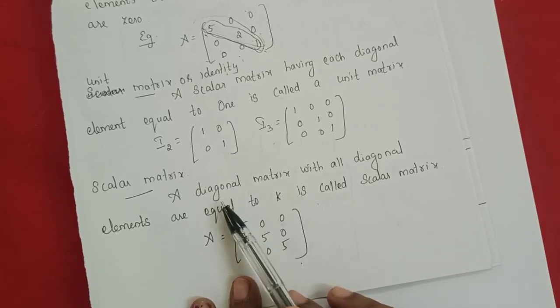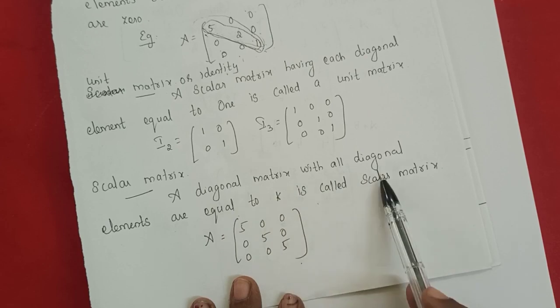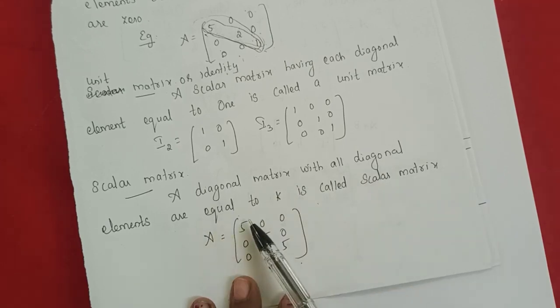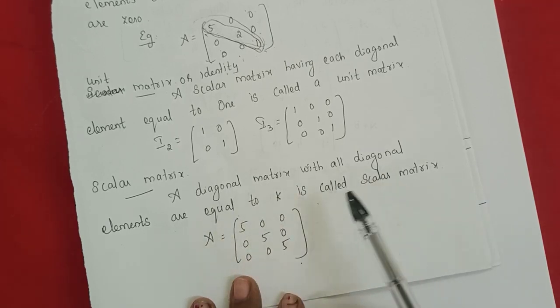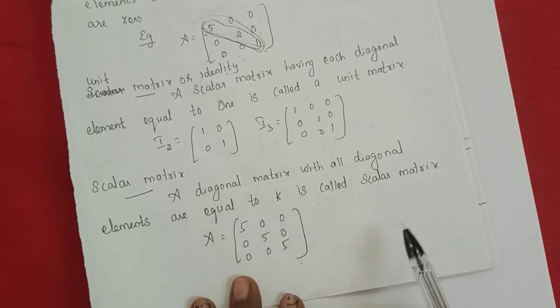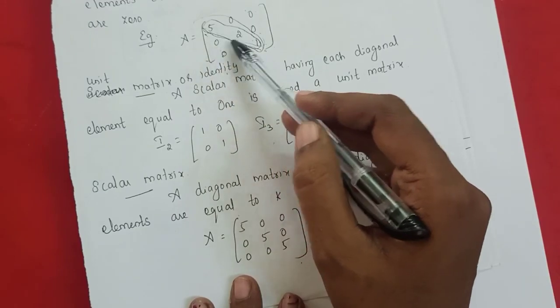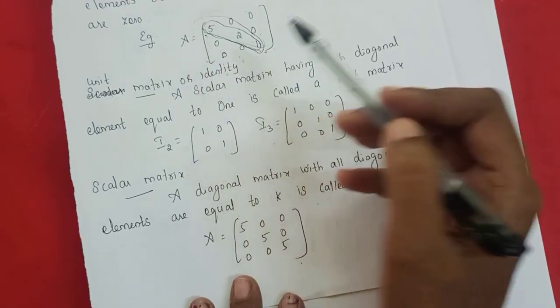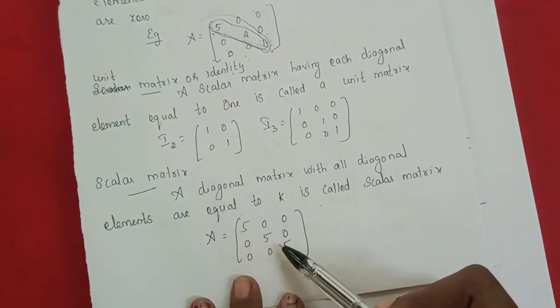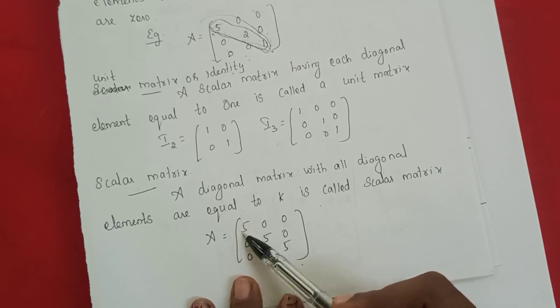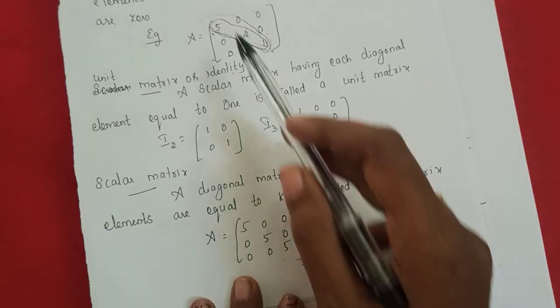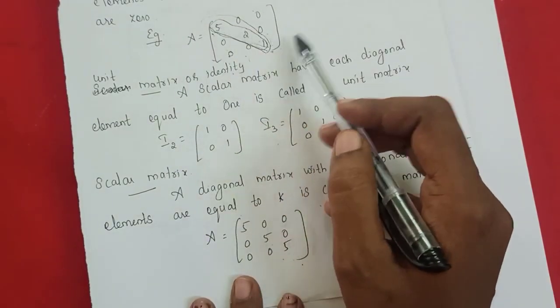So because of that, the definition is a diagonal matrix with all the diagonal elements equal to K. Here the numbers will be different in a diagonal matrix, but in a scalar matrix the diagonal elements are all the same. So 5 means here 5, here 5. Everything will be the same, but in a diagonal matrix it will be different.